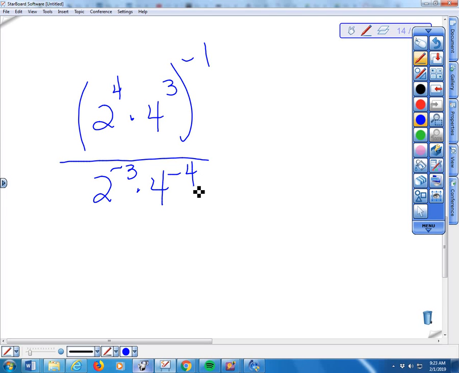Okay, can I do anything in the parentheses? No, because the bases aren't the same. So now I'm going to go to the exponents. I'm going to go ahead and distribute. So 4 times negative 1 is 2 to the negative 4. 3 times negative 1 makes it 4 to the negative 3.